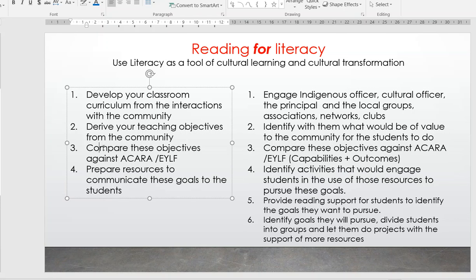Right, because you actually have particular goals that you created as a result of your interactions with the community. You have actually explored how these goals now could relate to the Australian curriculum or Early Years Learning Framework. Now, what I'm asking you is to think of resources that you could use, and I'll tell you soon what it means. Create resources with which you could communicate these goals to the students.